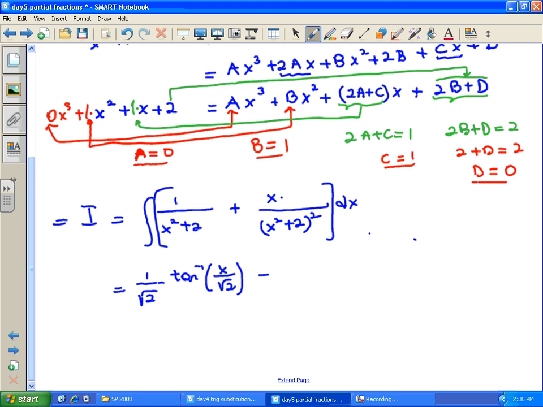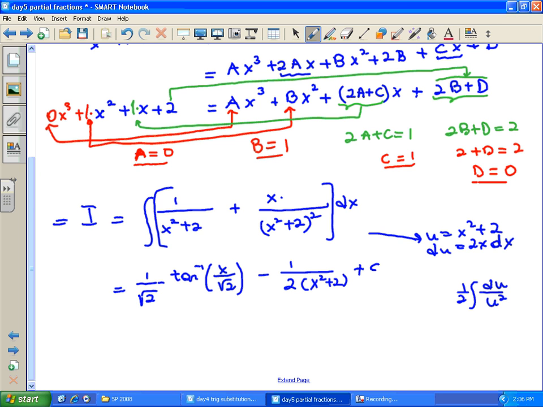So you could let u be equal to x squared plus 2. So du is 2x dx. And when you write it in the integral, it's going to look like the integral of 1/2 du over u squared, which is negative 1 over 2u on the bottom. So that's the same as negative 1 over 2u. And since u is x squared plus 2, I put it in there. There we have it.